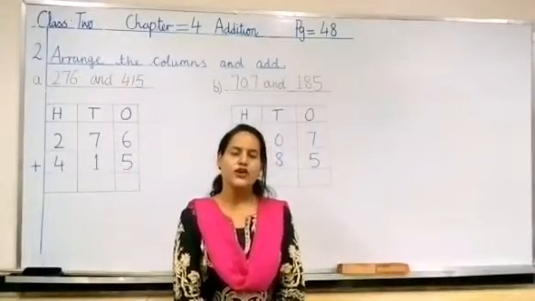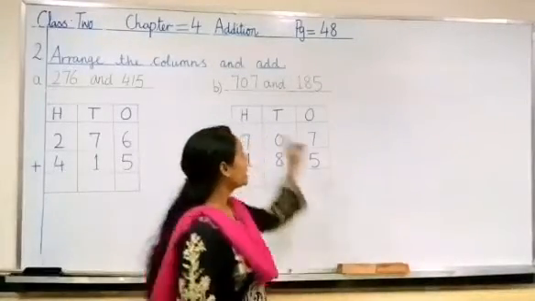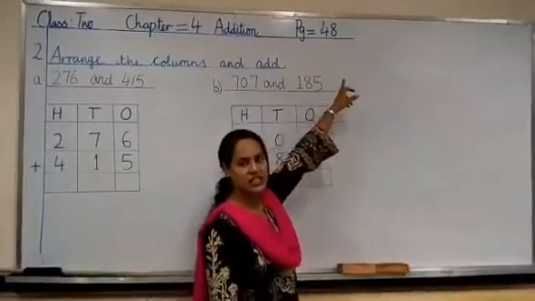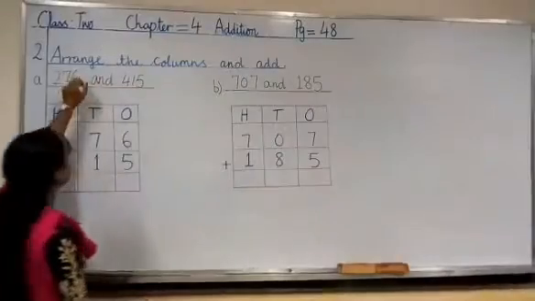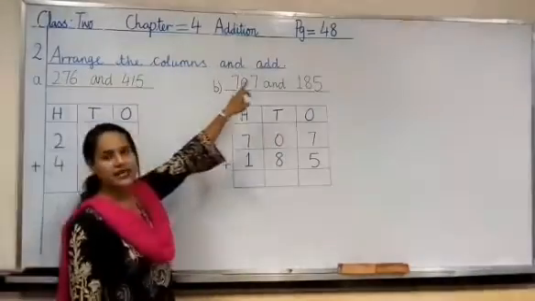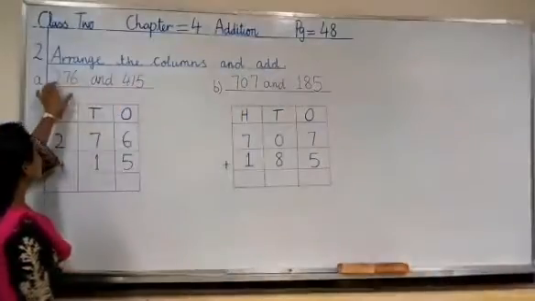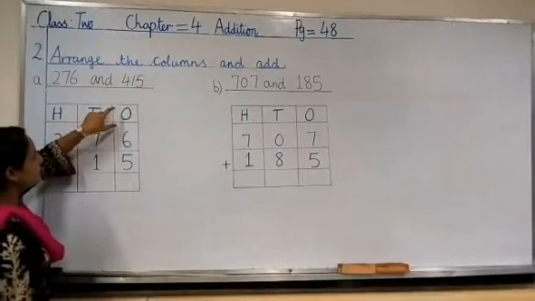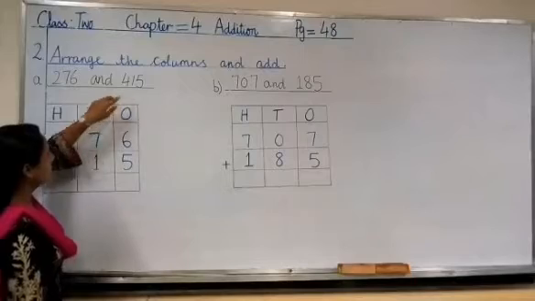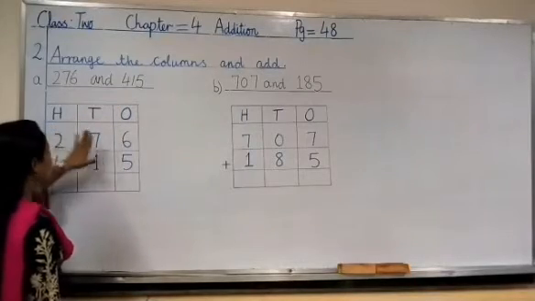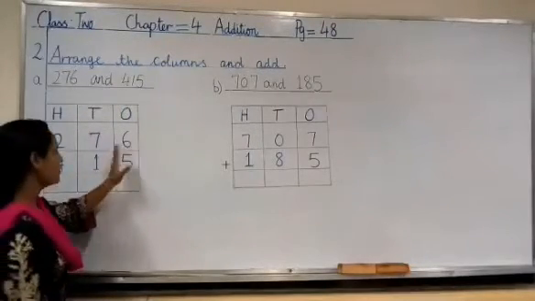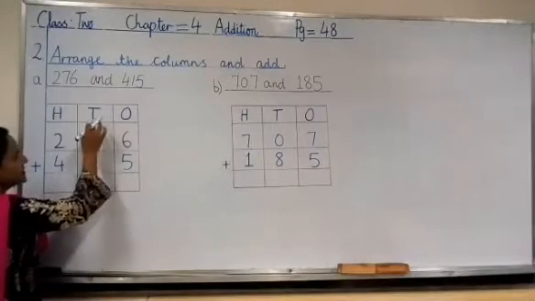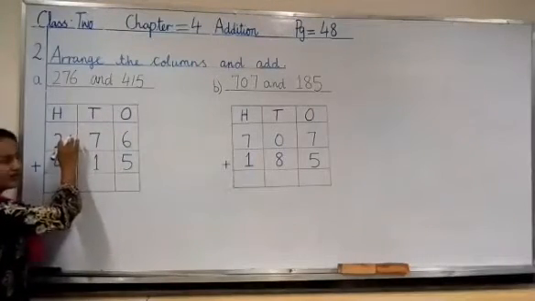We will continue topic addition and we will do the work from page number 48. Question number 2. Arrange the columns and add. First, we will arrange the columns and then we will write down the sums in hundreds, tens and ones places. As you all know, we will write ones here, tens here and hundreds here.